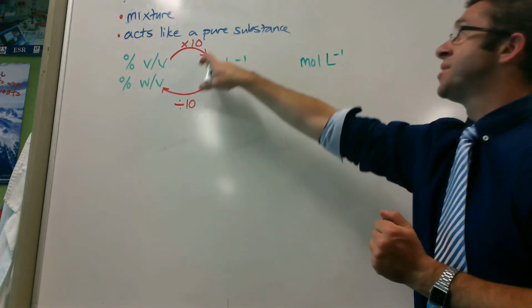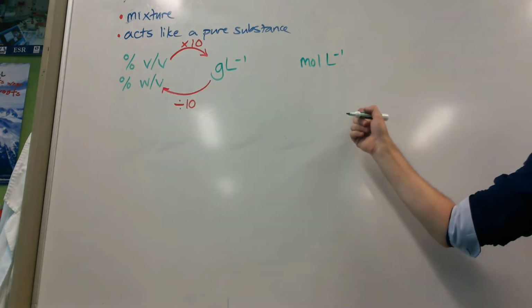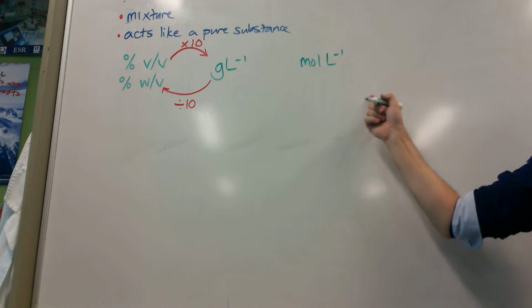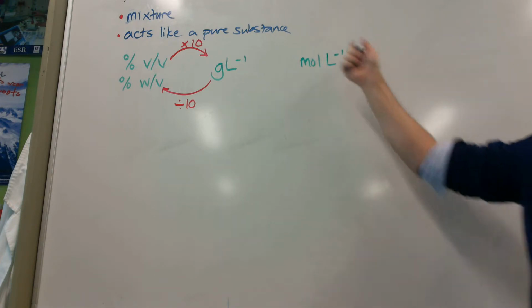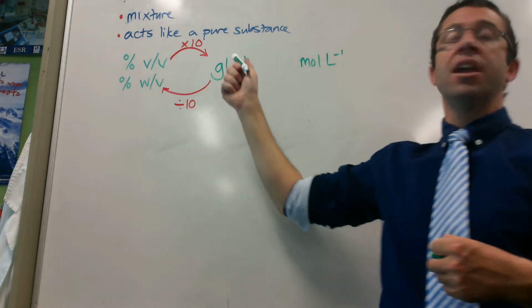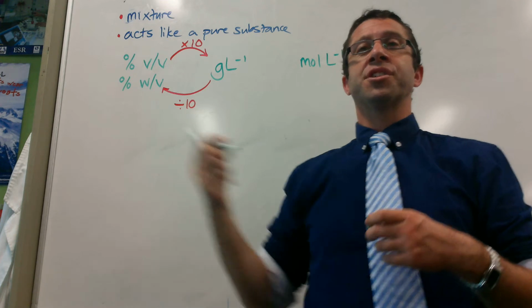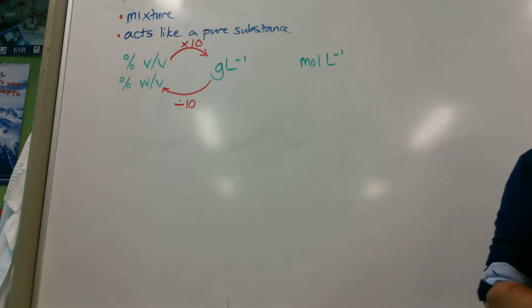And this is why this is such a useful unit to use, because it's the link between the real world and the pure chemist's world. Pure chemists like moles per litre because we can work with mole ratios and stuff like that, and we can do the maths more easily with this one than we can with these two. But the real world likes percentages because we like to think that people understand percentages. I question that, but we like to think they do.